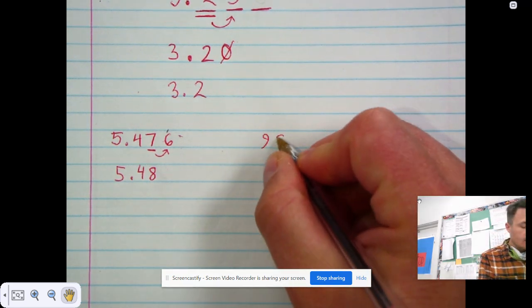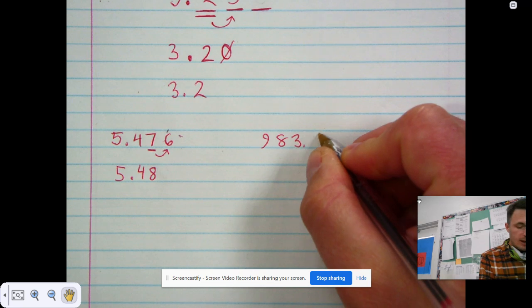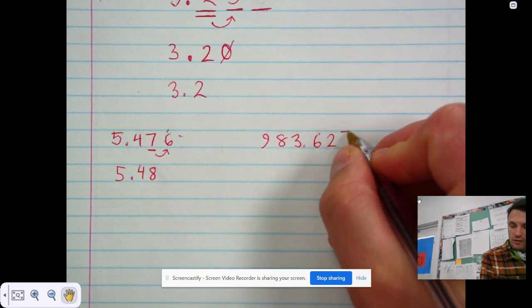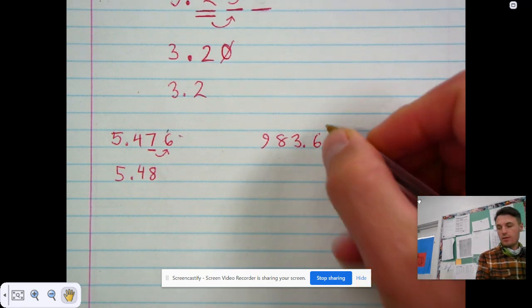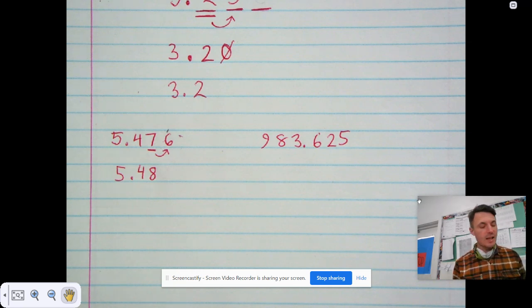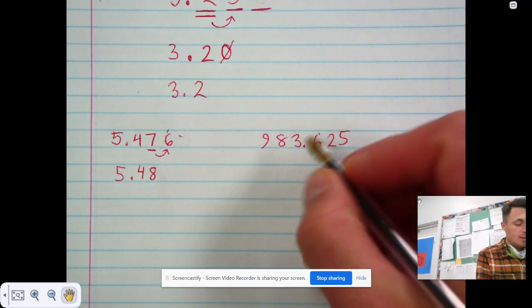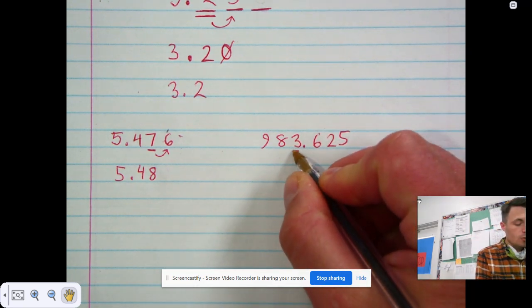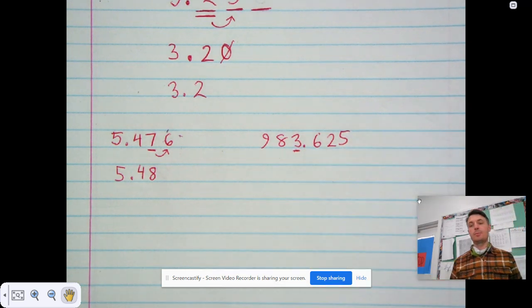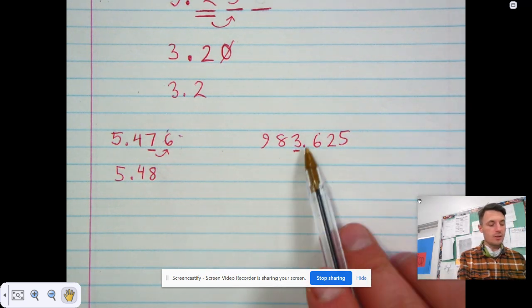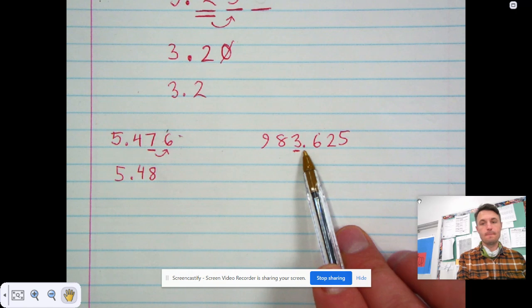Let's say we had 983 and 625 thousandths. And let's say we wanted to round it to the ones place this time. That means now we're looking at the 3, because the ones place is the place value position that's directly to the left of the decimal point.